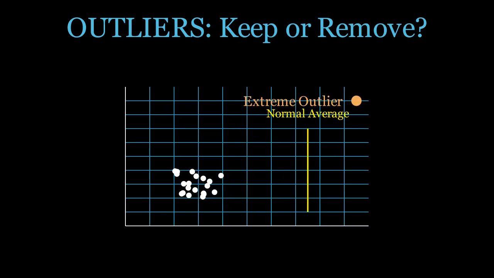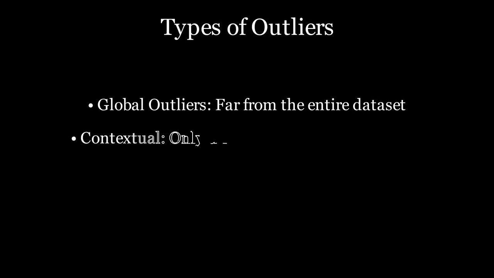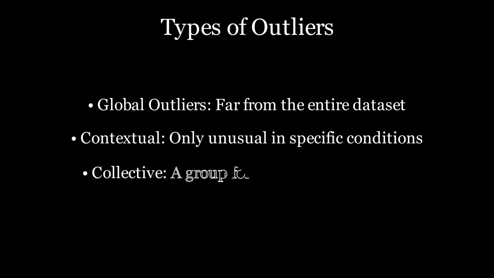First, let's define what an outlier actually is. Mathematically, it is a data point that differs significantly from other observations. But not all outliers are created equal. We classify them into three categories. Global outliers are points far from the entire data set. Contextual outliers are only unusual in a specific set of circumstances, like a temperature of 30 degrees Celsius being normal in summer but an outlier in winter. Finally, collective outliers are a group of points that follow a pattern different from the rest.